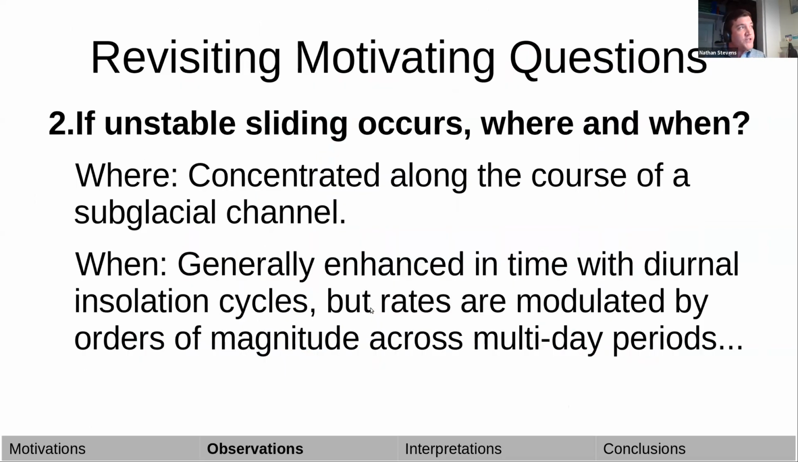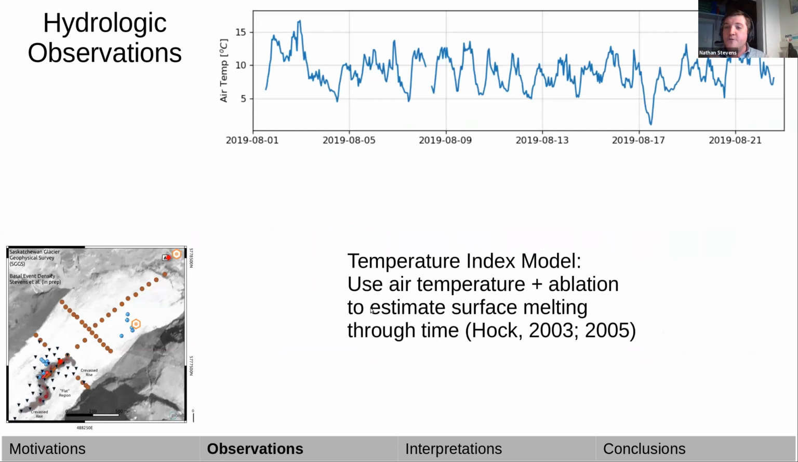So we're revisiting our questions again. If there's unstable sliding, where and when does it occur? It appears to occur in the proximity of our subglacial channel, and seismicity is generally enhanced in time with diurnal insolation cycles, but rates are modulated over orders of magnitude across these multi-day periods. So we have to ask ourselves the question then, what's doing the modulation? So we turn to hydrology, and we start from the beginning. Let's start from the inputs and build our temperature index model using the methods of Hock.